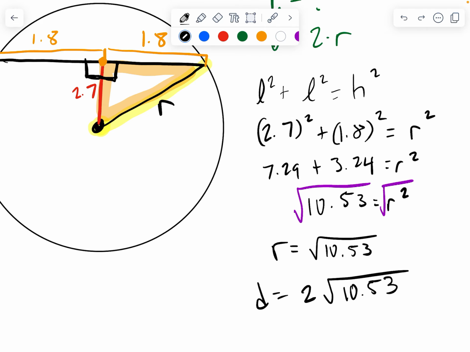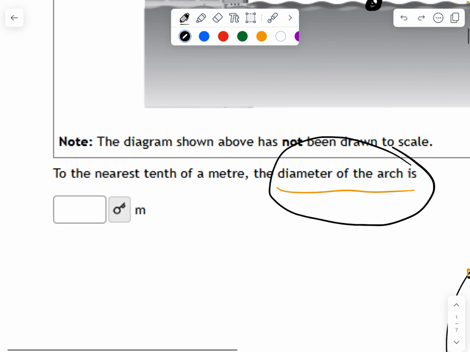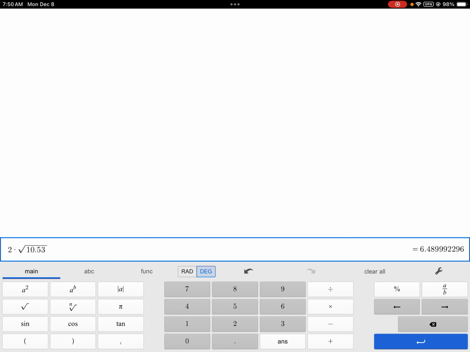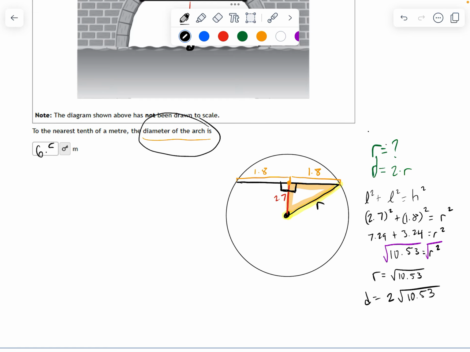So we have 2 times the square root of 10.53, and we're getting 6.48999. Now our goal is usually the third decimal place. Let's double check what this one says. Oh, nearest tenth of a meter. Easy. So that's the first decimal place. So we have 6.489. The tenth decimal place is first, so we look at the second digit, which is an 8. 8 rounds up. So 6.5 would be, to the nearest tenth of a meter, the diameter of the arch.